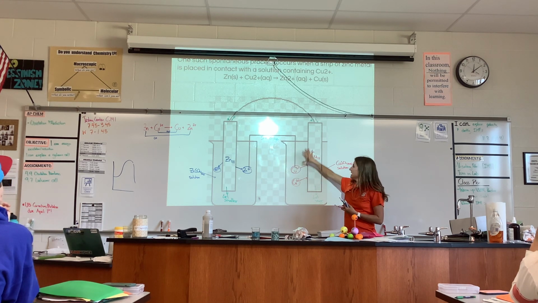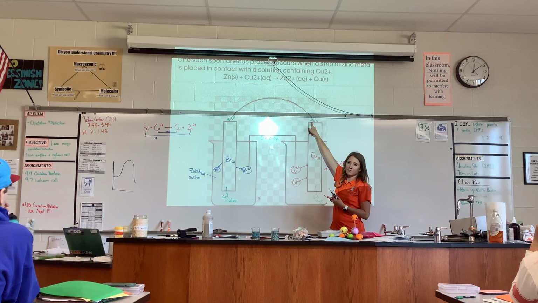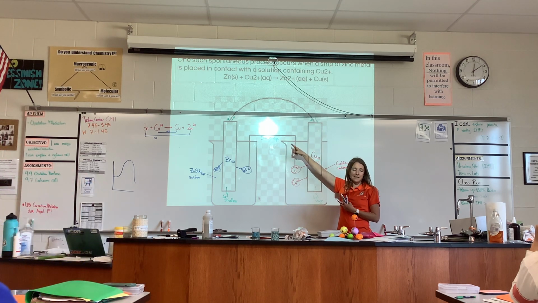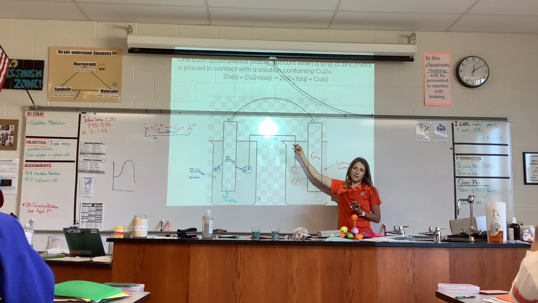Negative. If this beaker is negative, electrons aren't going to flow towards it, because electrons are negative. Oh, so the salt bridge keeps the neutrality. So how does it work?